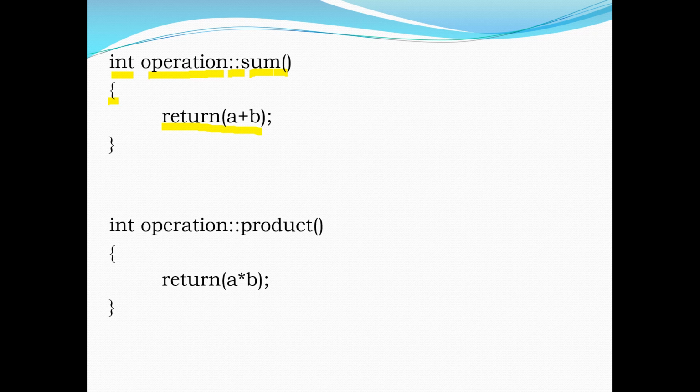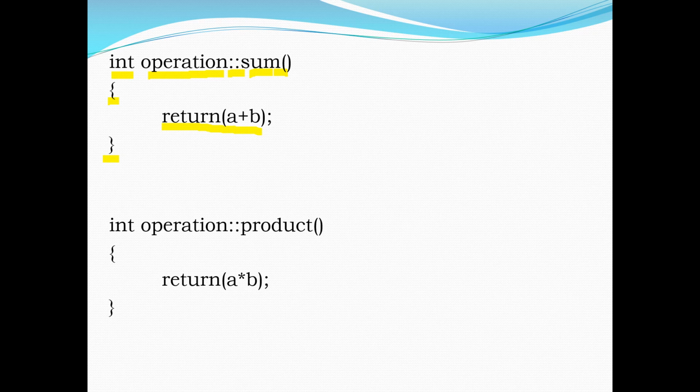A plus b is the calculation for the sum member function. Once the calculation part is over, you are going to close the function. How are we going to close a function? By using the same method, by closing the open brace. And I'm going to write a second calculation part for the second member function called product.